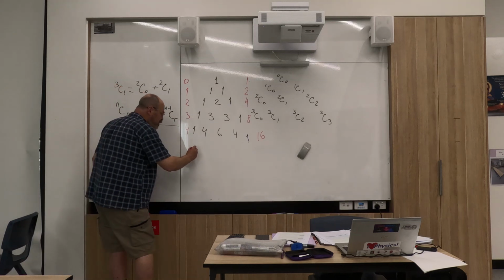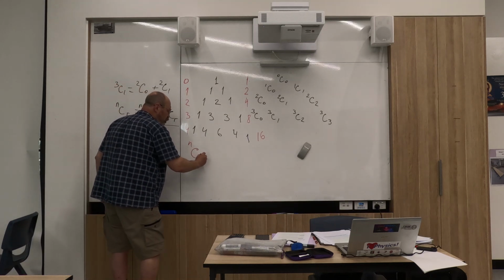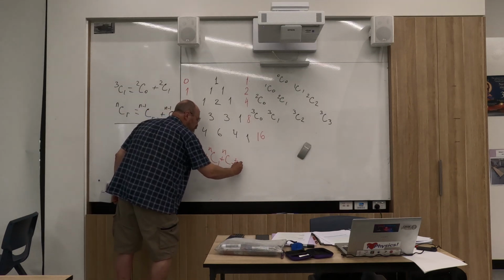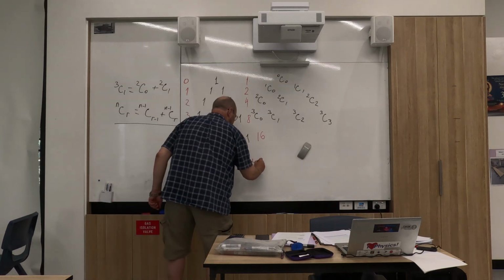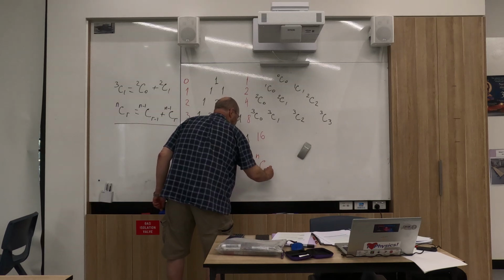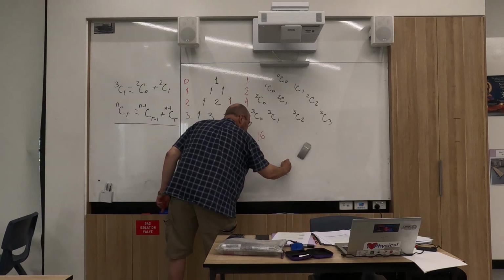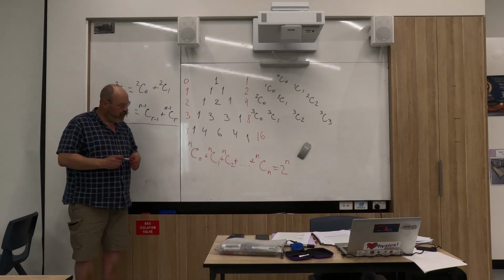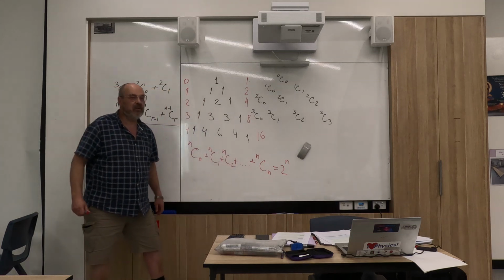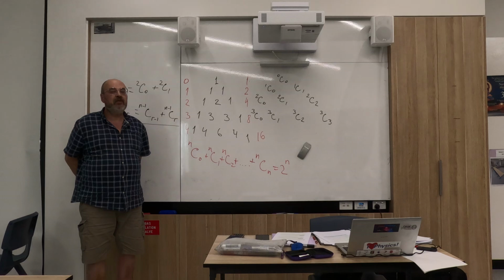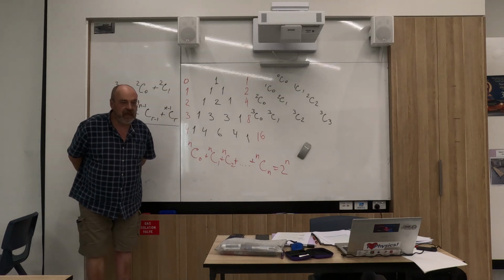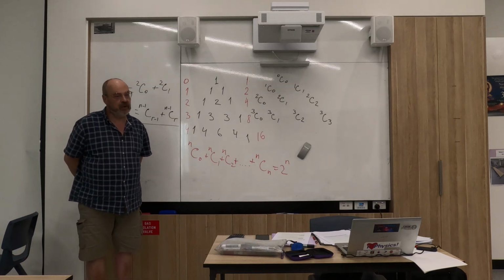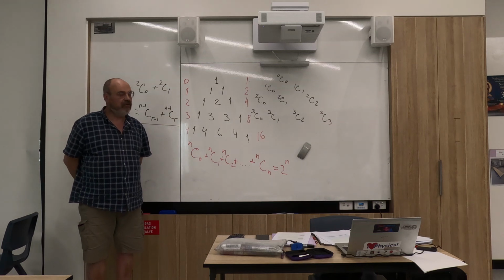So if we add C(n,0) plus C(n,1) plus C(n,2) plus and so on up to C(n,n), it will always be equal to 2 to the power of n. What does it mean? It is how many choices we can make in total if we can choose any number of the objects.